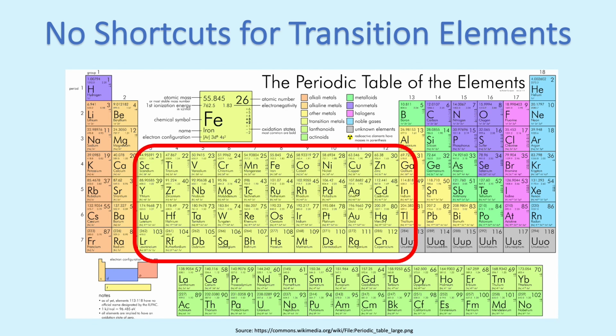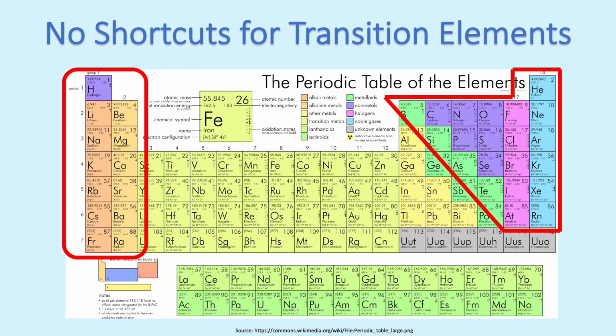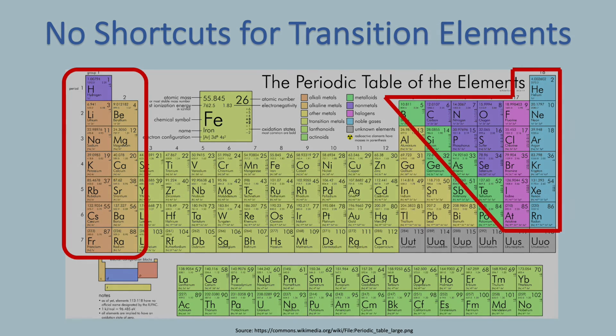Unfortunately, there are no shortcuts for the transition elements. You can use the shortcut to find valence electrons for alkali metals, earth alkali metals, and nonmetals.